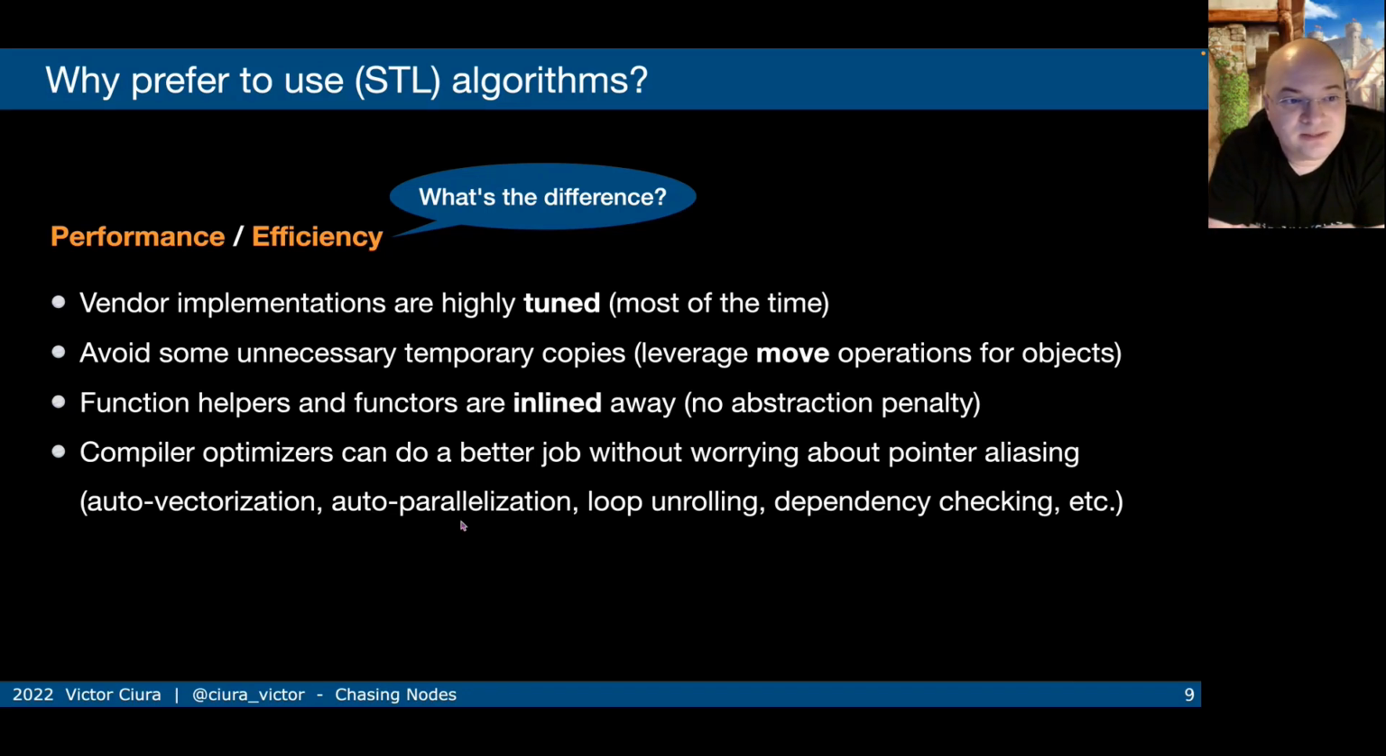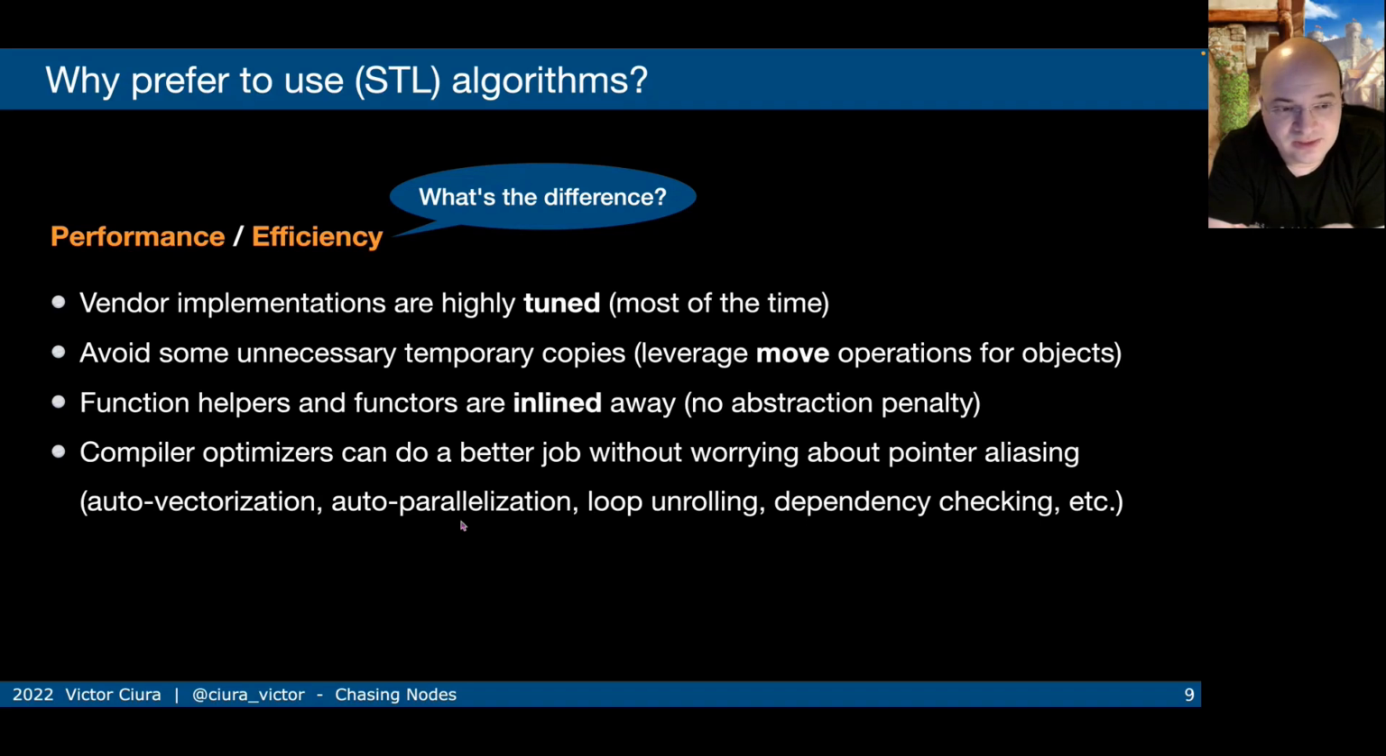So think about that: vendor implementations tend to be highly tuned most of the time. I said that already, and in general, they avoid unnecessary temporary copies. They leverage move semantics for objects that can support such facilities. They tend to be highly tuned to be inlined away. So in general, there's no abstraction penalty for using STL algorithms and data structures, and utilities from the standard library tend to be very friendly for the inliner. So you don't pay for those nice abstractions that you're using.